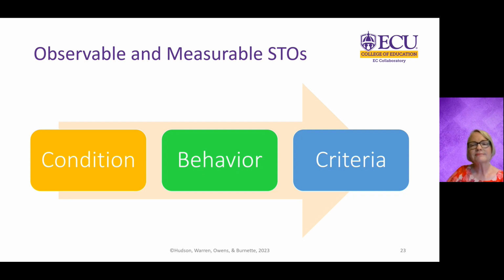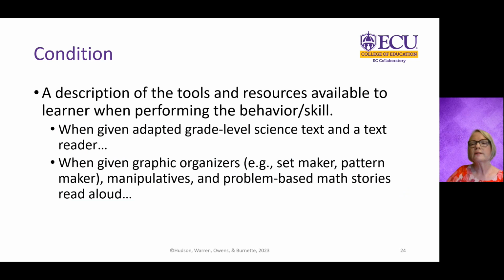All objectives must contain a condition, a behavior, and a criteria for mastery. The condition describes what is in place when the objective is taught and includes a description of the tools and resources available to the learner when performing the behavior or skill. Here's a couple of examples of the condition. When given adapted grade level science text and a text reader, okay, that says what's in place when this instruction is happening. Here's another one. When given graphic organizers, such as a set maker or pattern maker, manipulatives, and problem-based math stories read aloud.